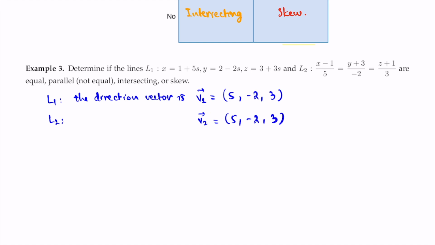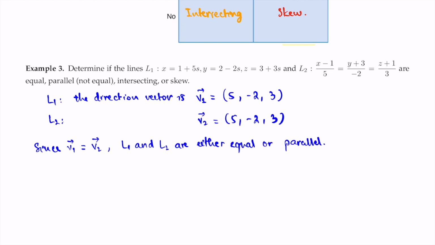So the two direction vectors are equal, so at least we know that they are either equal or parallel to one another. So since v1 equals v2, L1 and L2 are either equal or parallel. From the first line, you see that the line is written in parametric form, given a direction vector and a point. The point on line 1 is (1, 2, 3). Substitute that point in line 2 to see if we get the 0 results. If two lines are equal, they have to go through the same points.